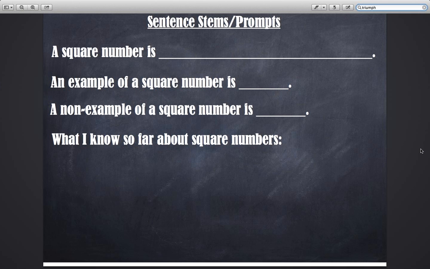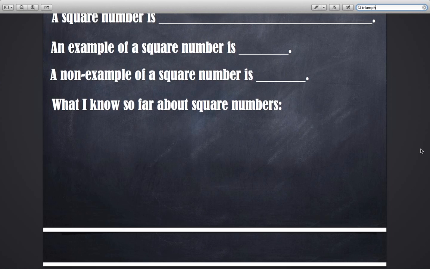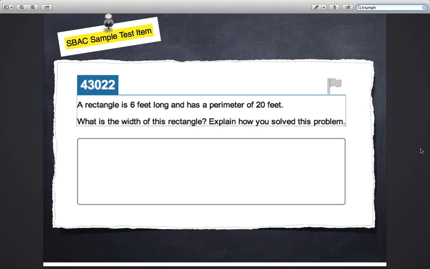A square number is... and the student might write a line or two about what they think a square number is. An example of a square number. A non-example of a square number. Again, always pay attention to those non-examples because those will give you really good information. And of course, what I know so far about square numbers, that allows the students to write as little or as much as they want. And if they don't know anything about square numbers, they can still write that down. Again, it gets students writing, gets them active, gets them thinking about it.